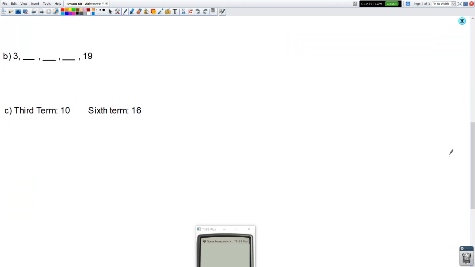Let's look at example B now. And let's not worry about example C yet.